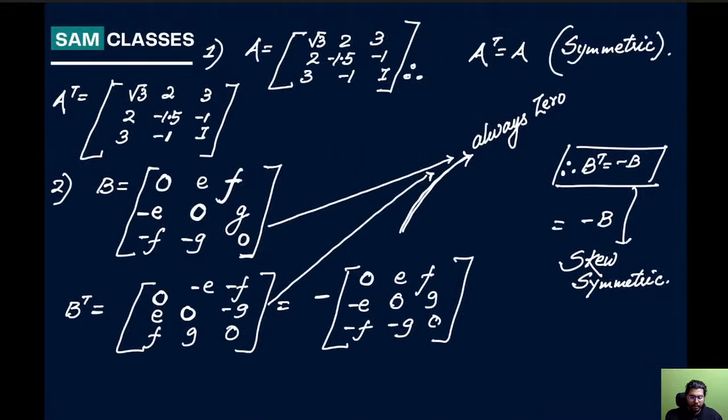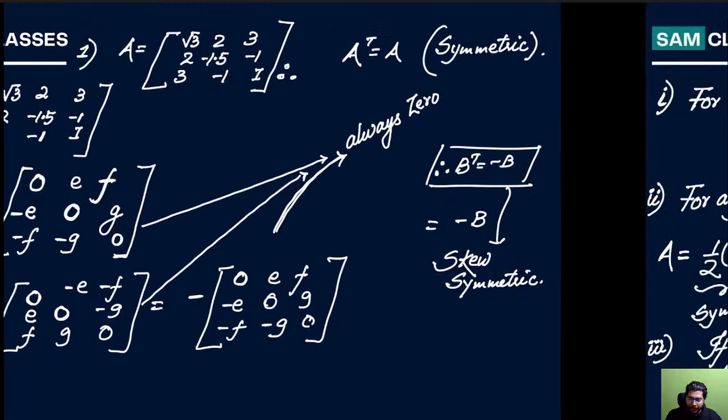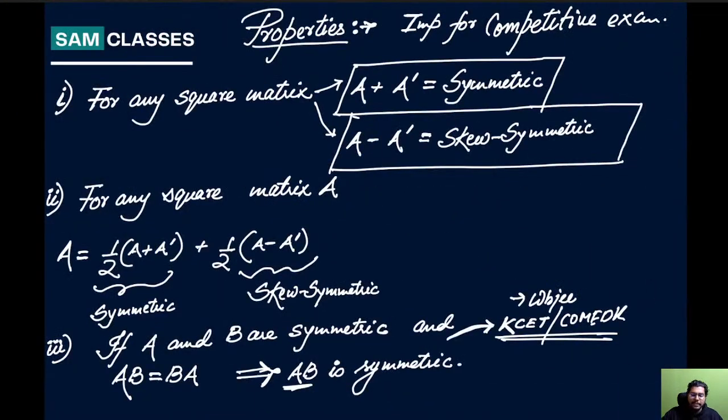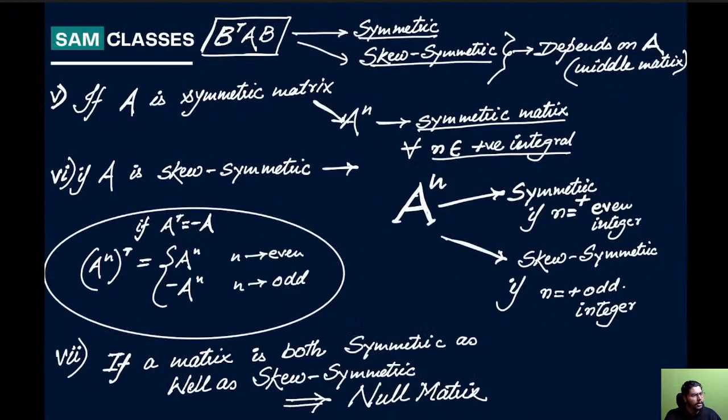Very important. Now, if A transpose equals A, it is symmetric, very simple. For skew symmetric, always the leading diagonal elements will be 0. Clear? I've just given an example. This property, this page and this page, are very important. A lot of questions from the exemplar we have made into properties and kept here. So directly you can see the question in the CET exam, COMEDK exam and tick the answer in 5 seconds. Clear?